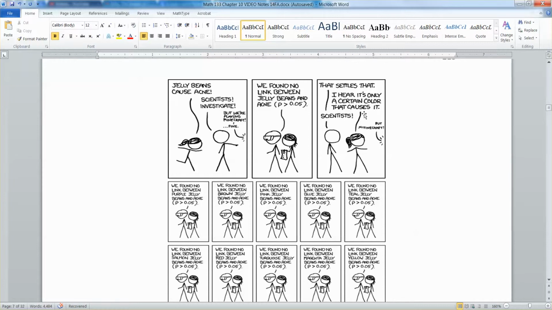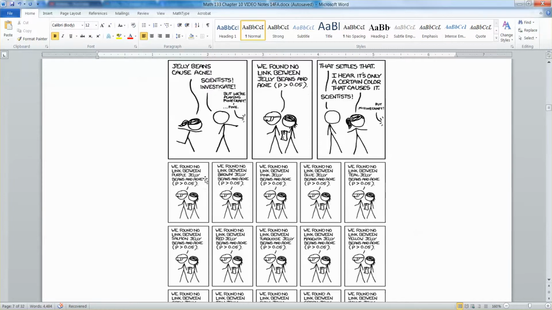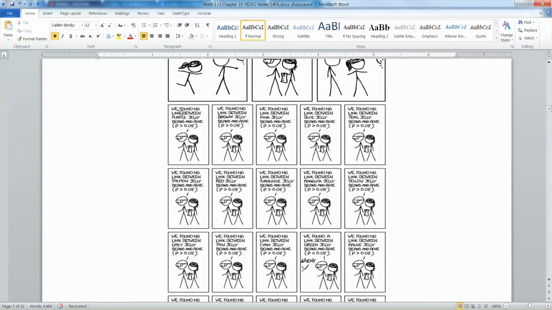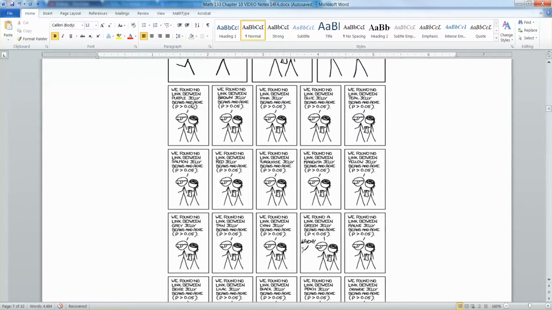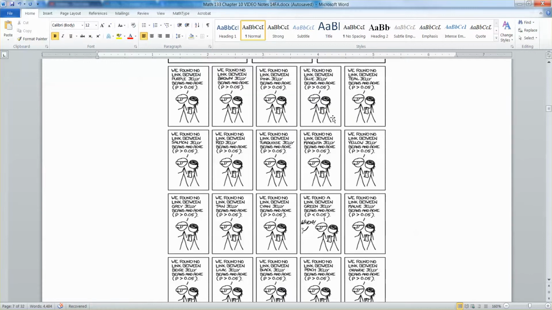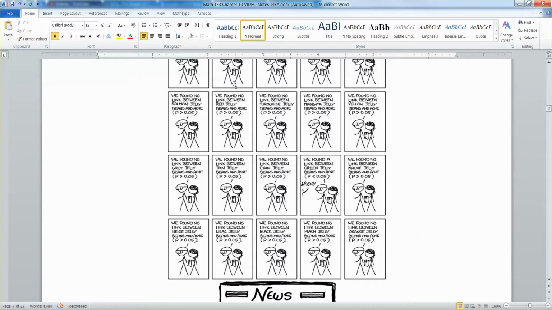I hear it's only a certain color that causes acne, right? So they try out all these different kinds of jelly beans. So they've got the purple jelly beans, no good. The brown jelly beans, no good. The pink jelly beans, no good. Blue jelly beans, nothing. Right? And they keep going. So they have teal, salmon, red, turquoise, magenta, yellow, gray, tan, cyan, green. Uh-oh. But the green one had one.